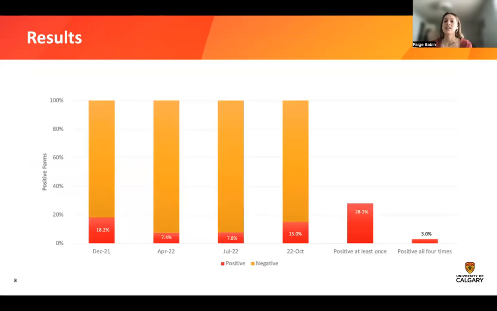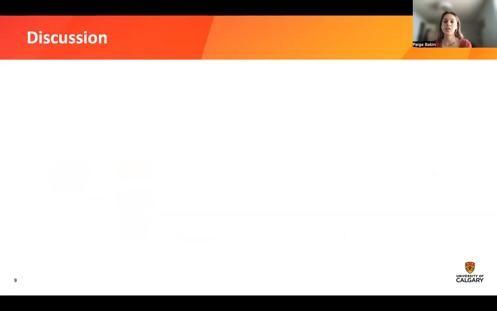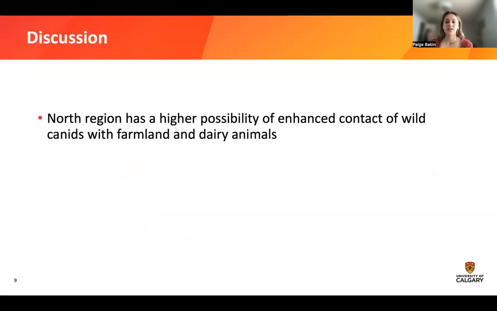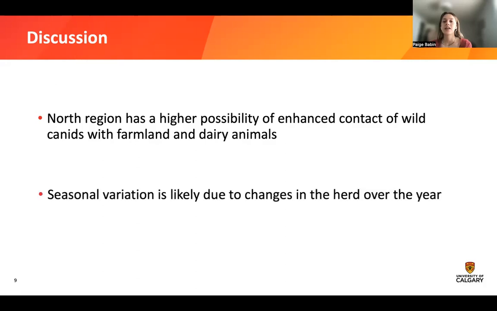From this graph, it is seen that there was a higher proportion of samples that were positive at least one time point than all 4 times. Farms in northern Alberta had a higher prevalence compared to central and southern region farms. This may be explained by the fact that the north region has higher forest lands that leads to a higher possibility of enhanced contact between wild canids and farm animals, as these wild animals are important hosts in the Neospora caninum life cycle.